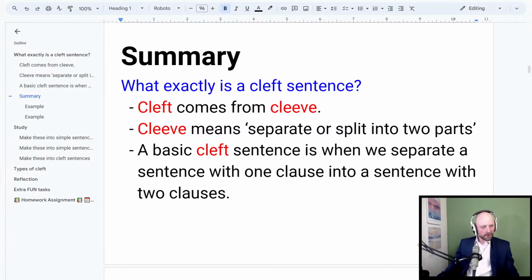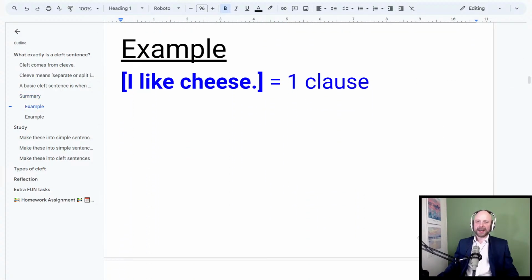All right, so the example. Very simple example. Let's talk about a simple sentence with one clause. That is, I like cheese. I like cheese has one clause. We have subject and predicate. That is a clause, subject plus predicate. Predicate, by the way, just means verb and other stuff. So there's our verb and other stuff, predicate. And there is our subject. Okay, one clause. I like cheese.